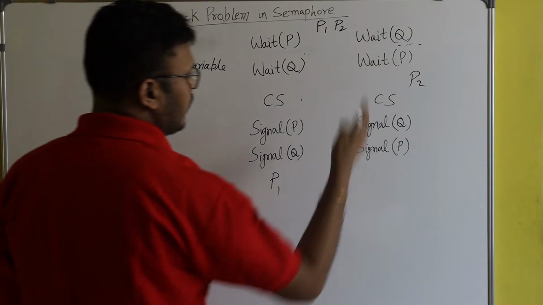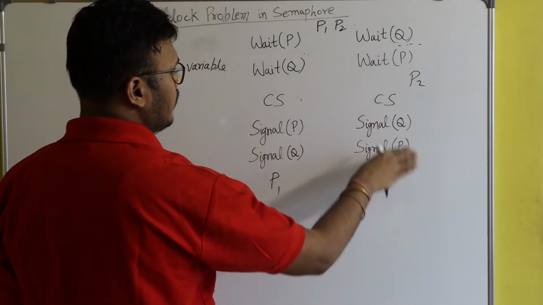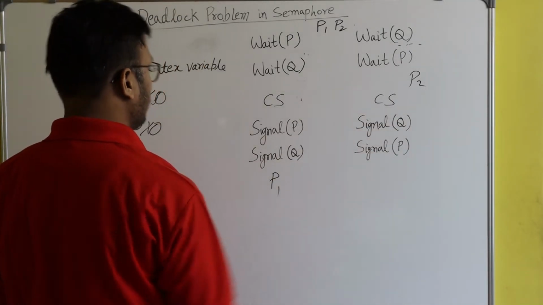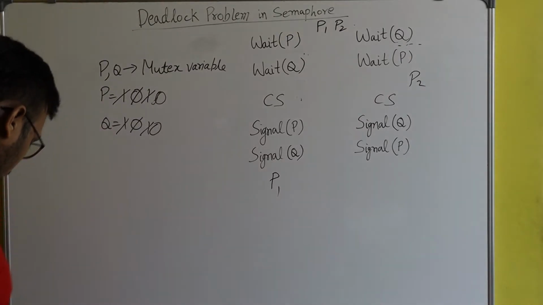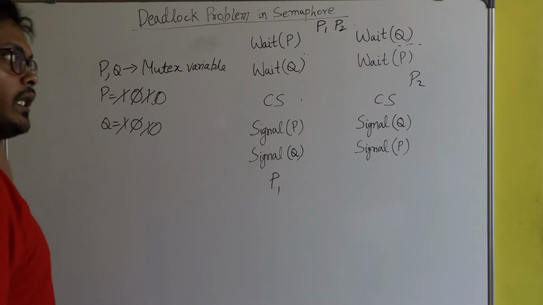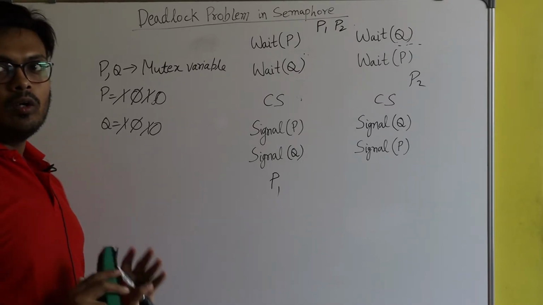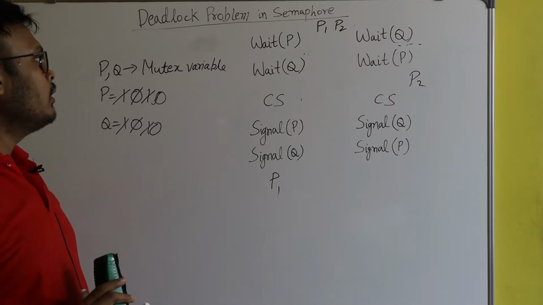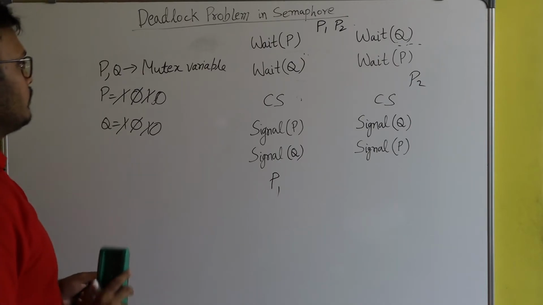After that, if the task is over, then P2 will run these codes. So here we can see that everything is fine. Deadlock has not yet happened. Let's discuss another case.